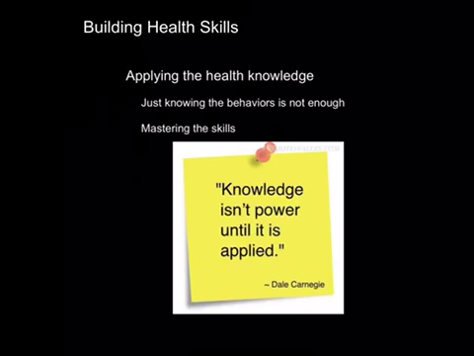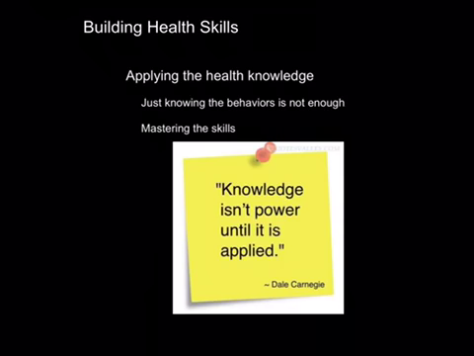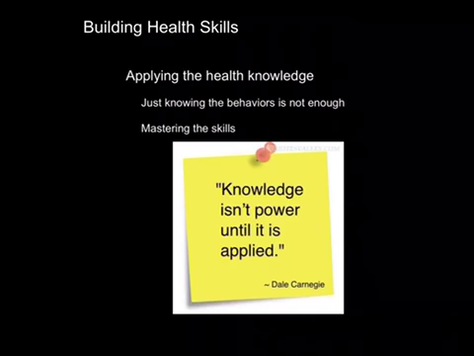Third step is building health skills, or the how. And there are many different skills that we can use. And the first one I have here is applying the health knowledge. Just knowing that's not enough, just knowing those things. If we really want to make change, we have to utilize the knowledge we have and apply it to the situation.